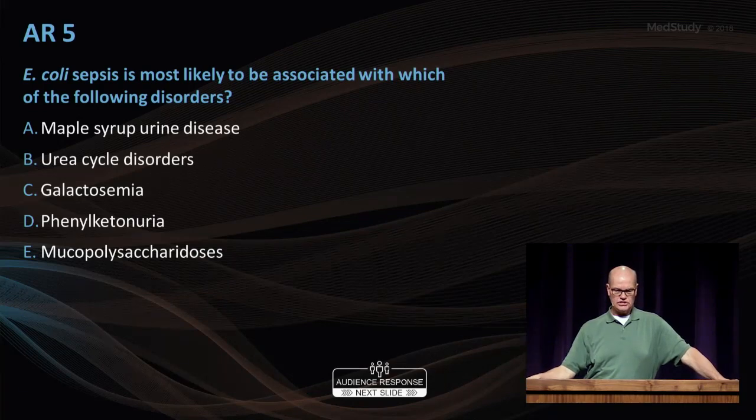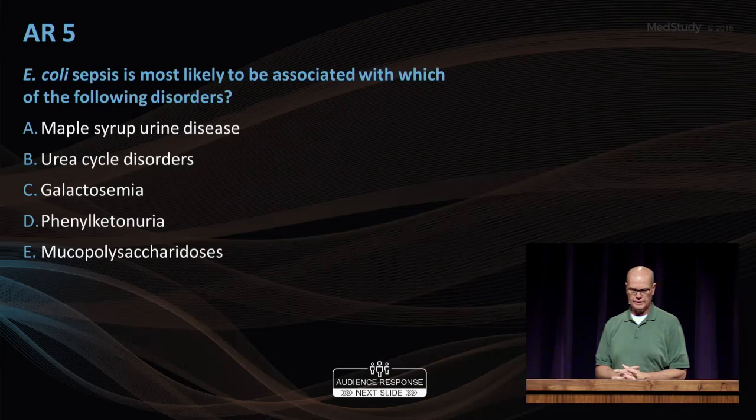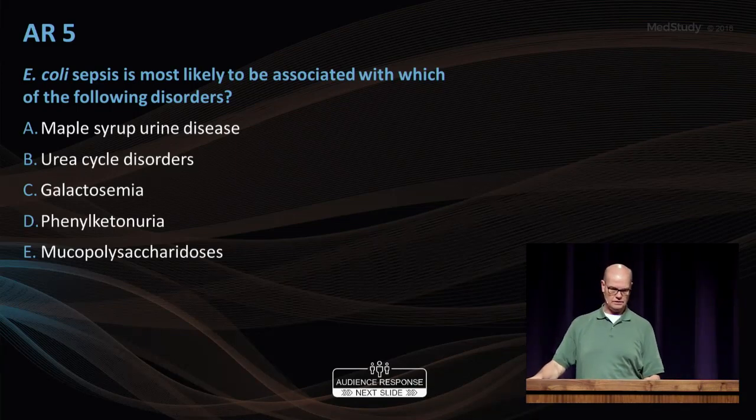So, E. coli sepsis is most likely to be associated with which one of the following disorders? Now, let's say that this child has failure to thrive, now comes in with E. coli sepsis.